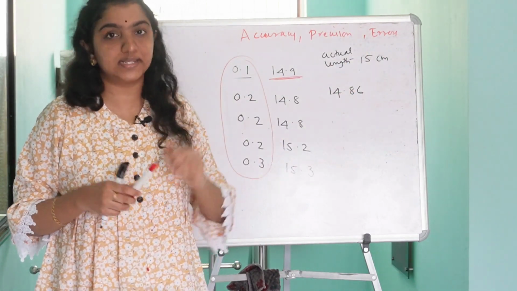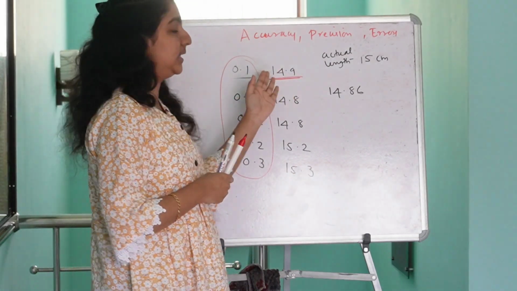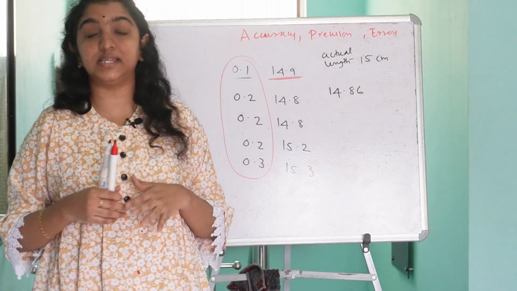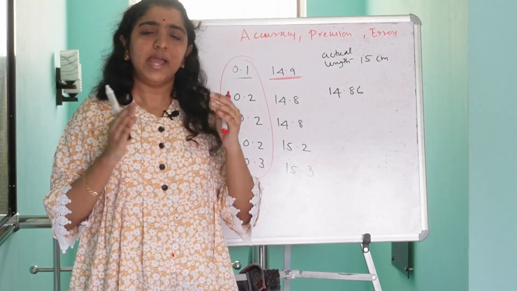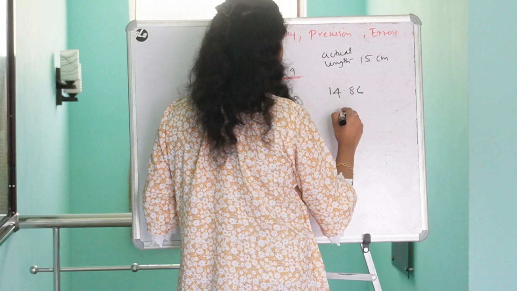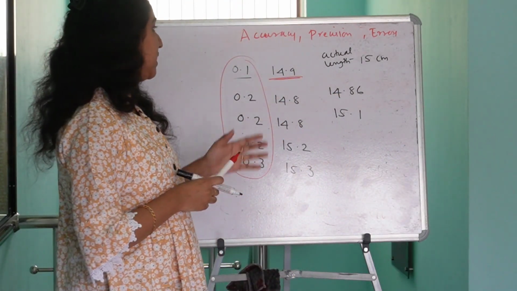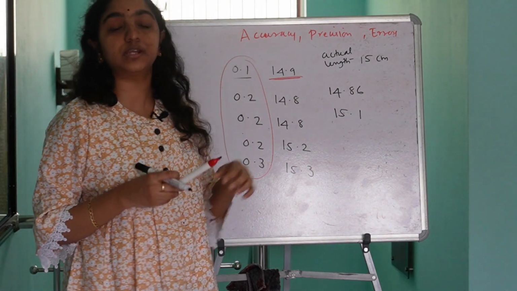Is it clear, guys? Yes. So here in this case 14.9 is the most accurate value. Again I am repeating the same experiment once more, and I got the value as 15.1, and I am asked to find the most accurate value.